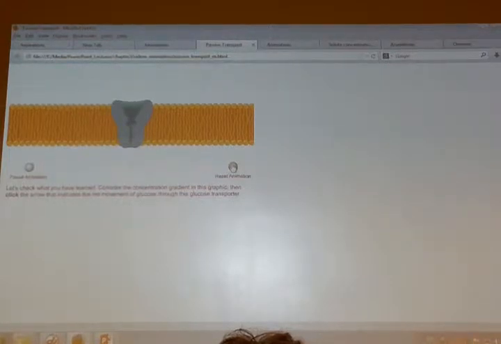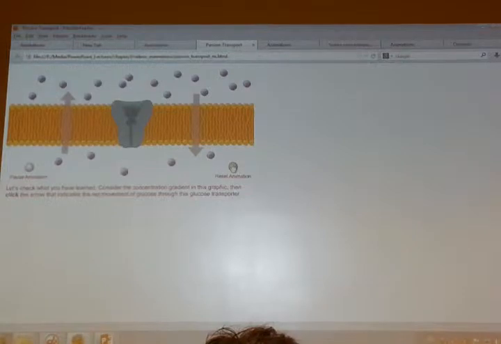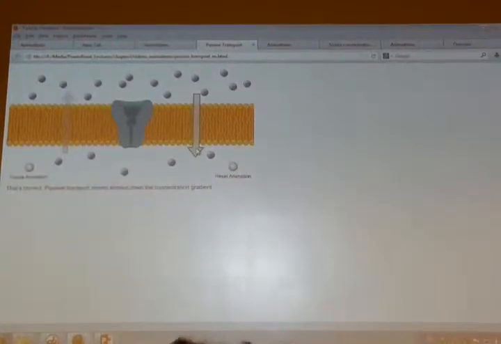Let's check what you have learned. Consider the concentration gradient in this graphic. Then, click the arrow that indicates the net movement of glucose through this glucose transporter. Into or out of the cell? It'll say, you're right, that's correct. Passive transport moves solutes down the concentration gradient.